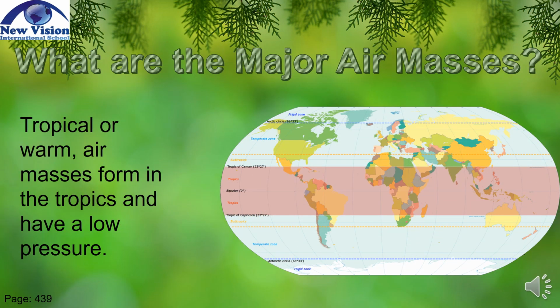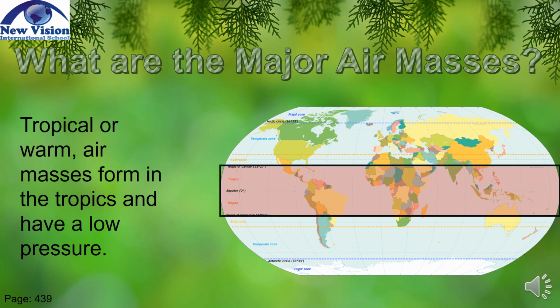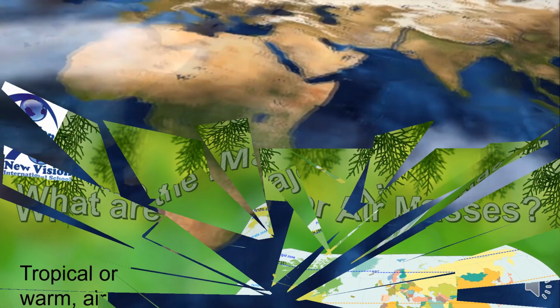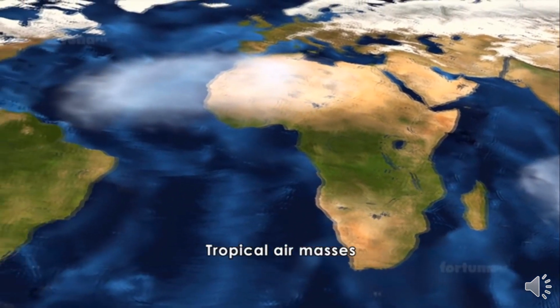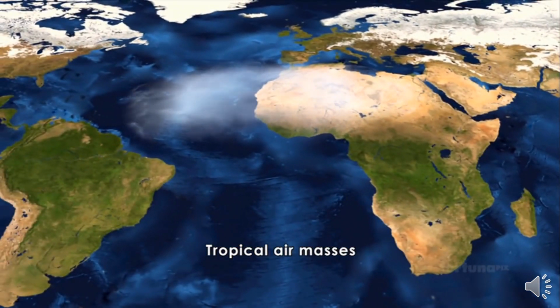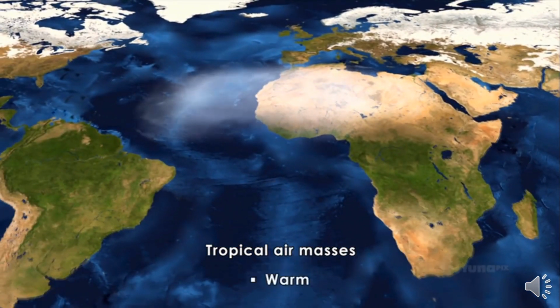What are the major air masses? Tropical or warm air masses form in the tropics and have a low pressure. Tropical air masses form in regions of lower latitudes and are usually warm.